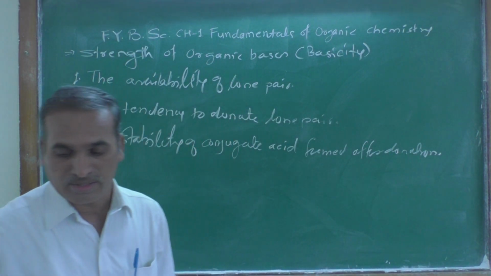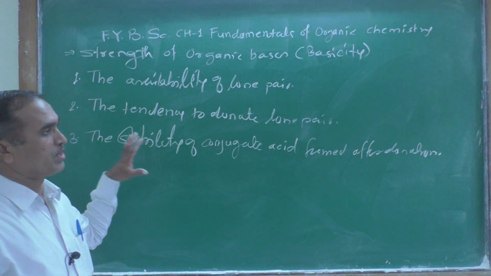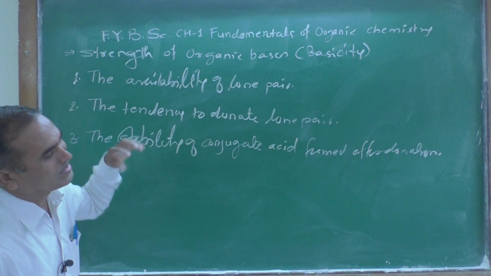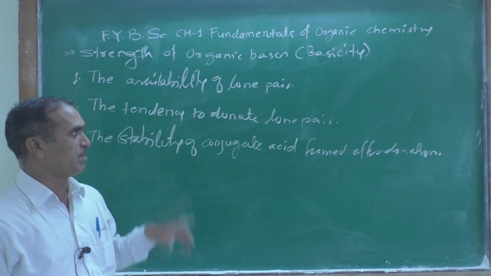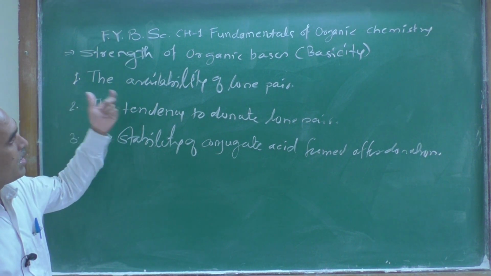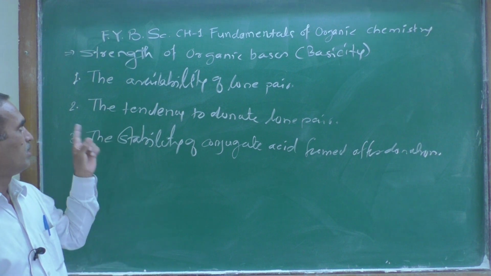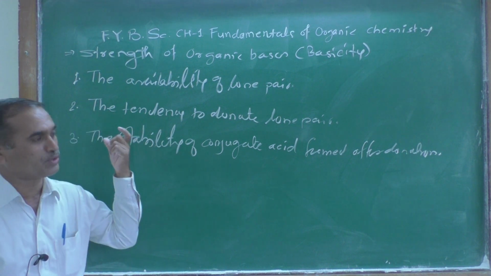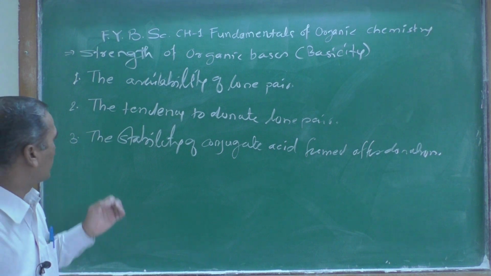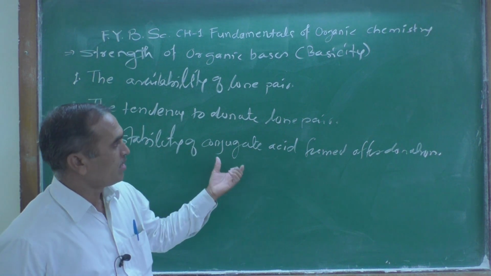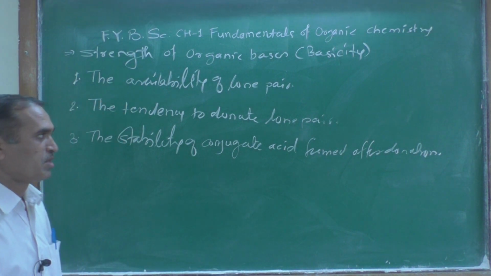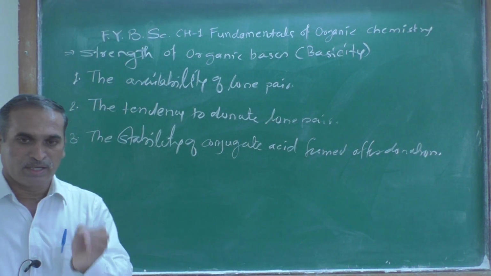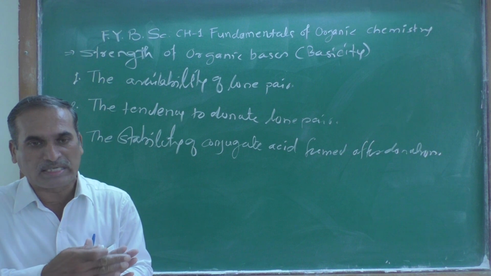So these are the three factors which determine the strength of basicity. Number one, the availability of the lone pair. Number two, the tendency to donate the lone pair. And number three, the stability of the conjugate acid formed after donation. Those are the three main factors deciding the strength of basicity.